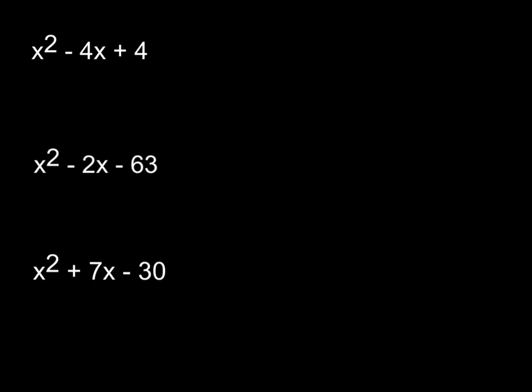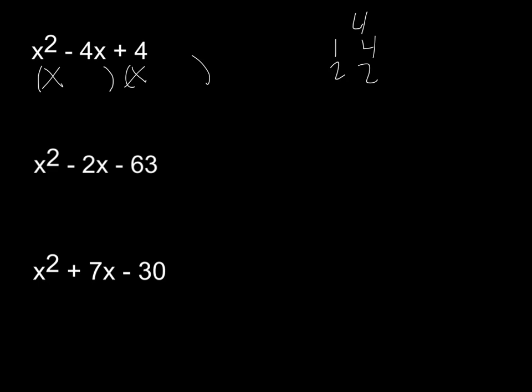All right, welcome back. If you did pause, here we're going to go. We're going to start off by drawing a set of parentheses, because we know we're going to have an x and an x. And we're listing the factors of 4. 4 is either 1 times 4 or 2 times 2.